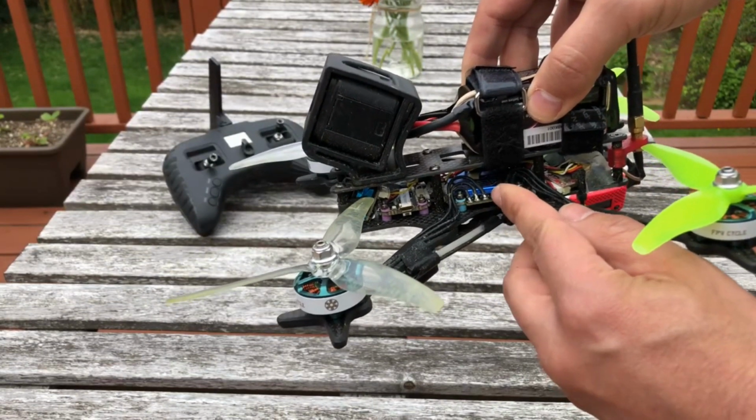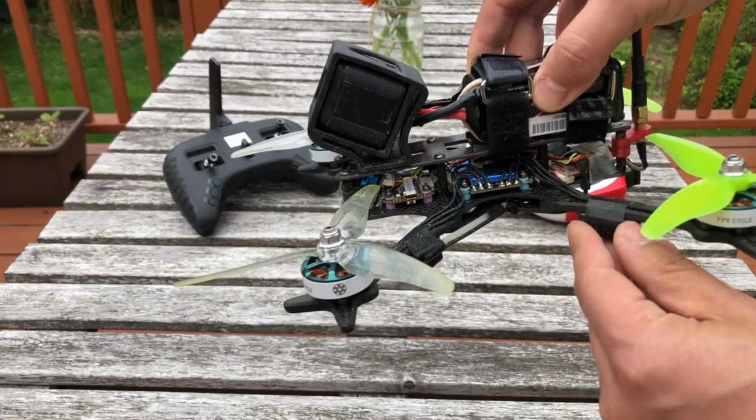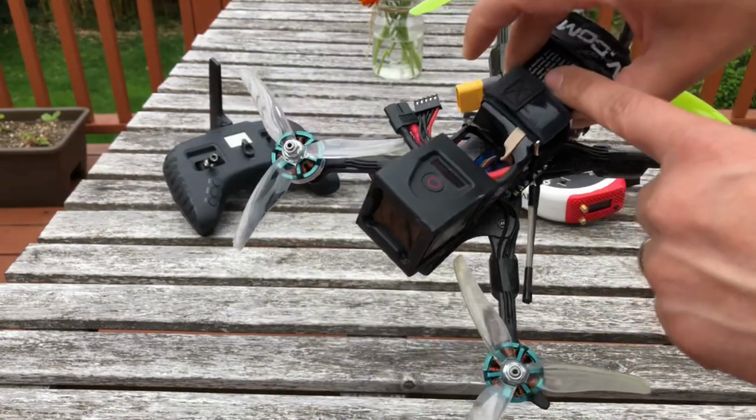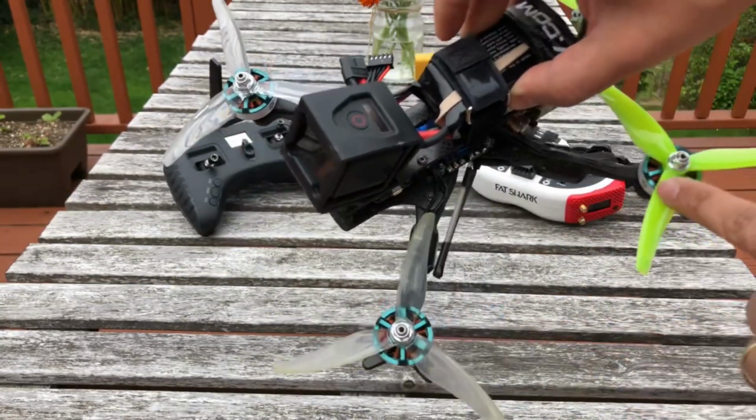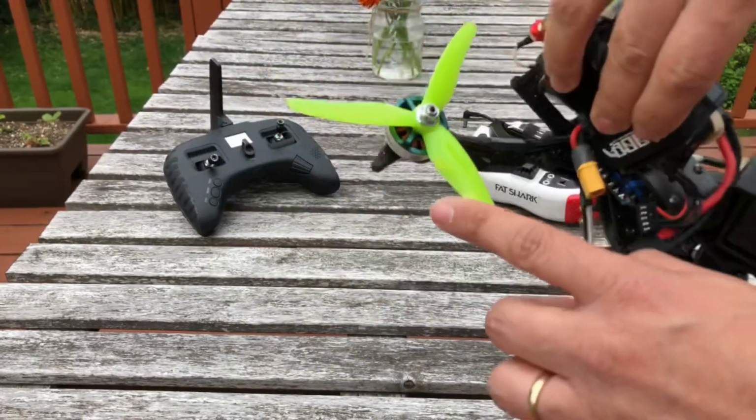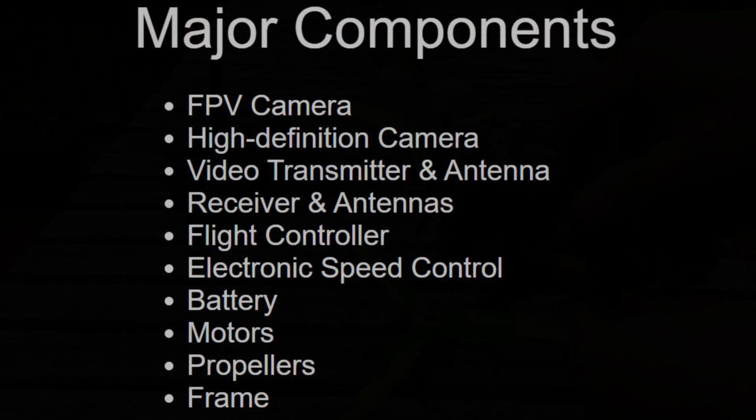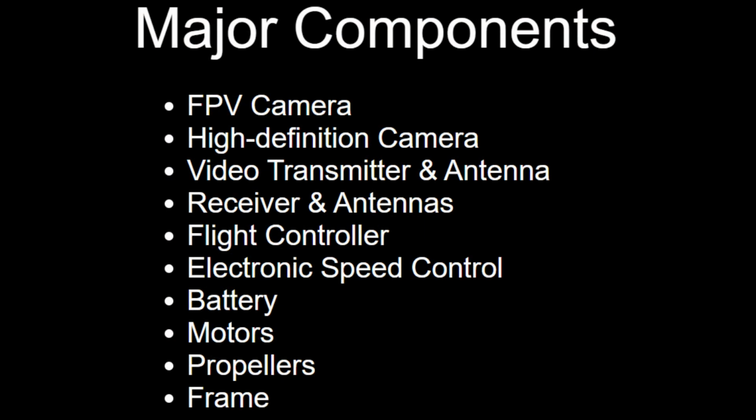Those signals are passed to the electronic speed control, which feeds power from the battery to each of the four motors accordingly. That power is turned into thrust by the propellers. The speed controller also feeds some power from the battery back to the flight controller, which in turn passes power onto the FPV camera, the video transmitter, and the receiver.